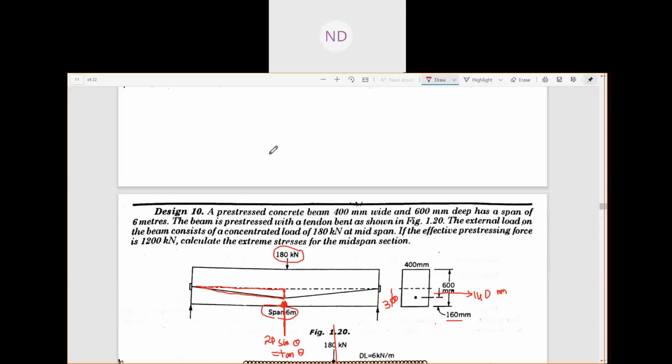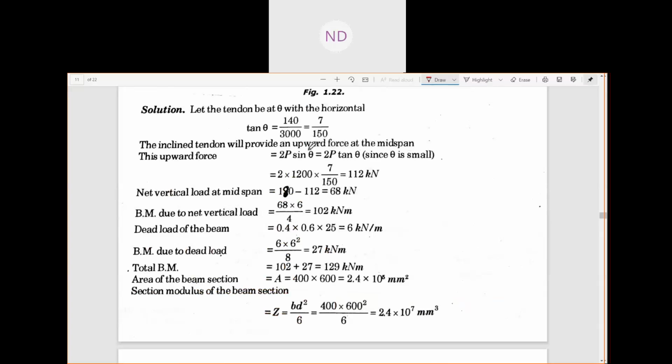So this half is how much? Half is your 3000 mm. So in this way you will get your tan theta. Tan theta is how much? That 140 divided by your 3000 will give you your tan theta. And once you know your tan theta, you can calculate your 2P tan theta value, which is 112 kilonewton. We already have seen in the figure.